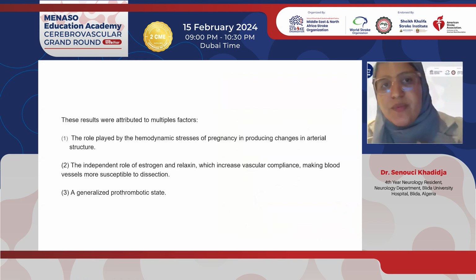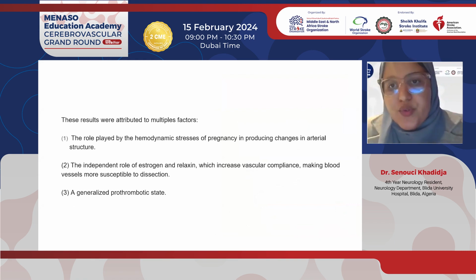The first one is the role played by the hemodynamic stresses of pregnancy in producing changes in arterial structures. We all know that during pregnancy, there is an increase in basal oxygen consumption that leads to an increased heart rate and an increased stroke volume, all leading to vasodilatation of the vessels. The second most important factor is the independent role of estrogen and relaxin, which increase vascular compliance.